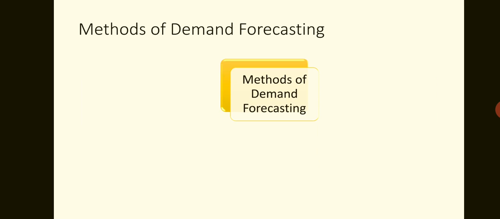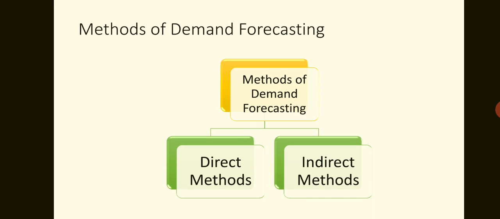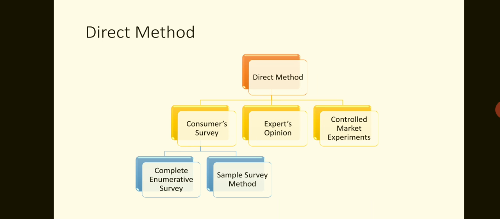Then we come to the methods of demand forecasting. There are some direct methods and indirect methods. So what are the direct methods? They include consumer survey, experts' opinion, and controlled market experiments. Consumer survey is divided into the complete enumerative survey and sample survey method.